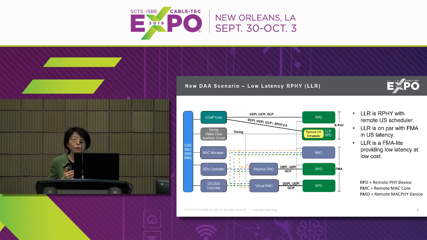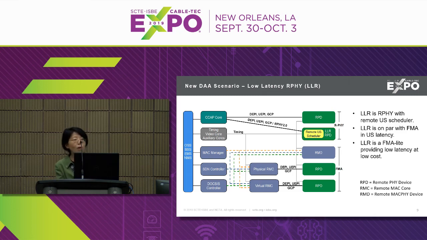So what does that give you with the remote scheduler? That gave us a new DAA scenario we added to the DAA ecosystem. So the top two are the R-PHY scenarios. The bottom three are the FMA scenarios. The second one is what we just added, right? So that is RPD with the most timing critical piece of software in the world, which is the upstream scheduler over there. So what that gives you is low latency support over R-PHY architecture.